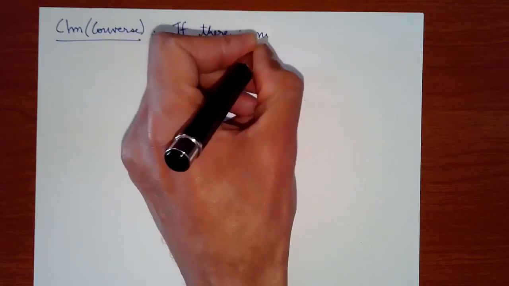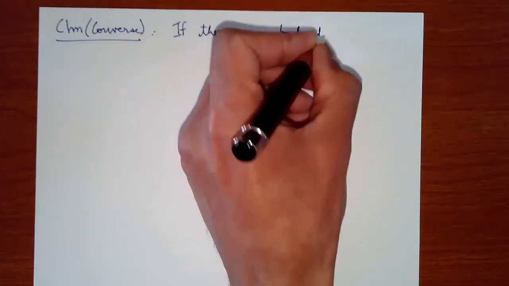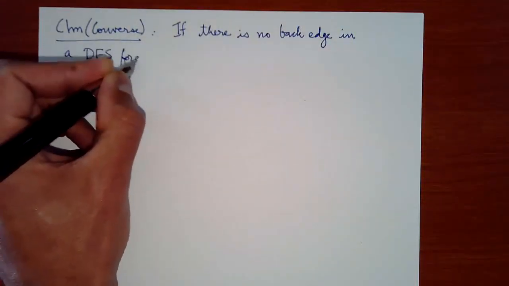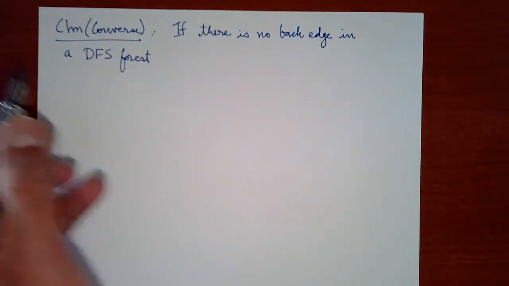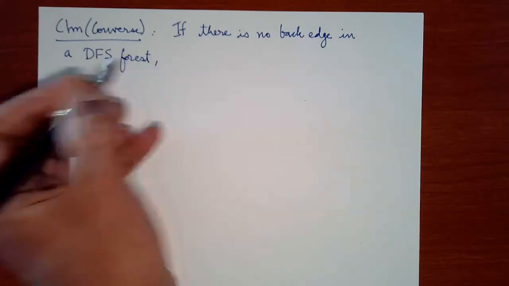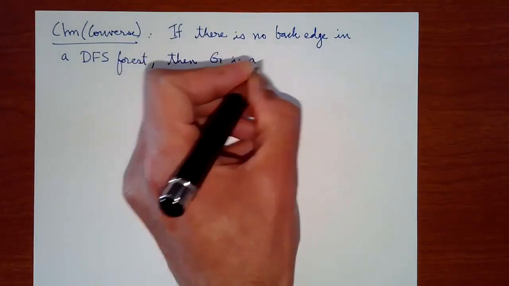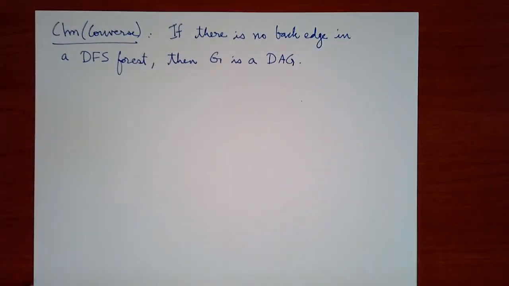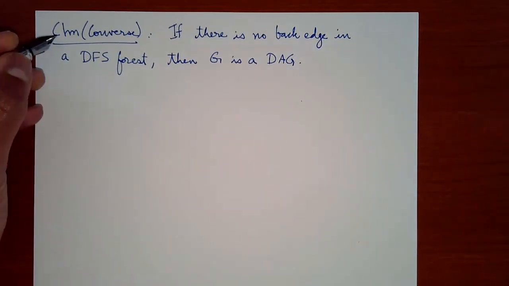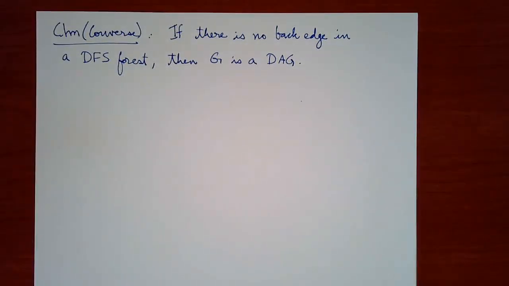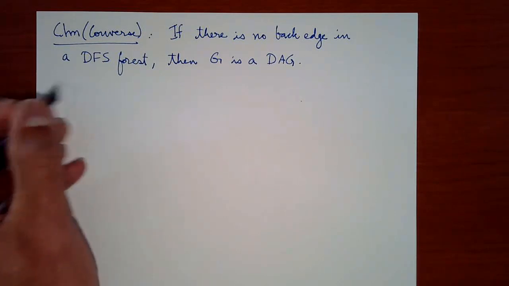If there is no back edge in a DFS forest. So it's somewhat stronger. It says, but if there's no back edge in any DFS forest, then G is a DAG. Before, I want to make sure that you understand what this is saying. It says if there's a back edge, then G is not a DAG. And if there is no back edge, then G is a DAG. So this gives a simple algorithm, a linear time algorithm.